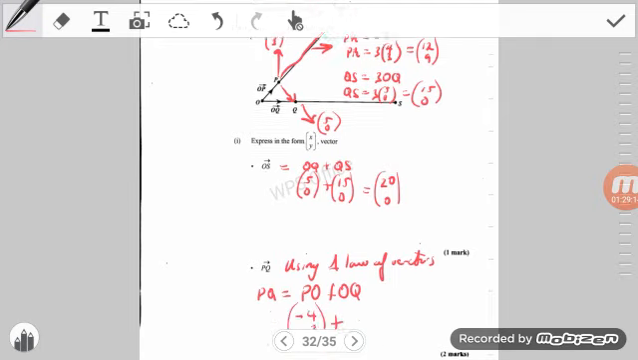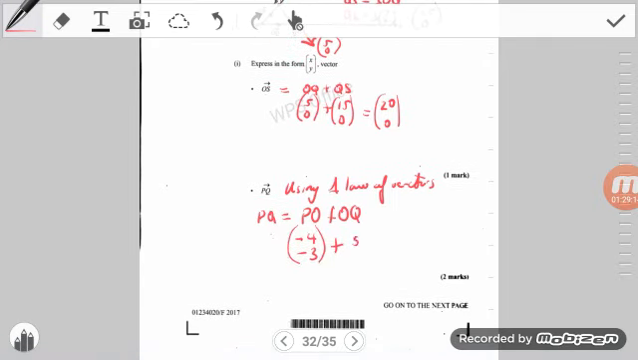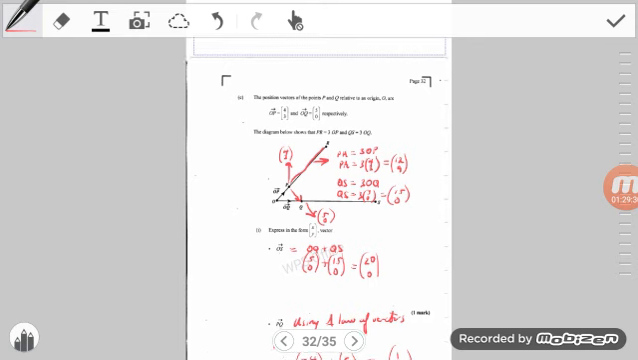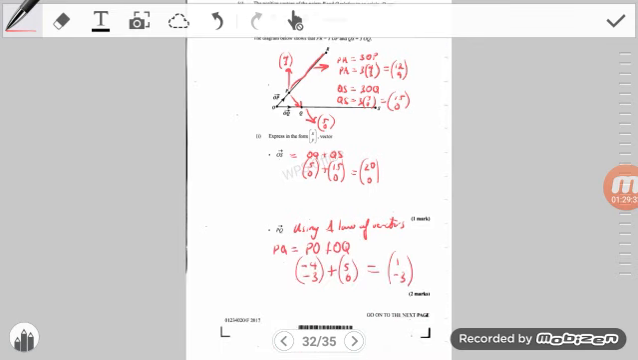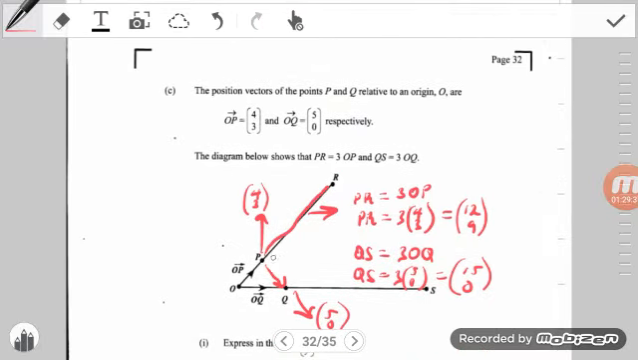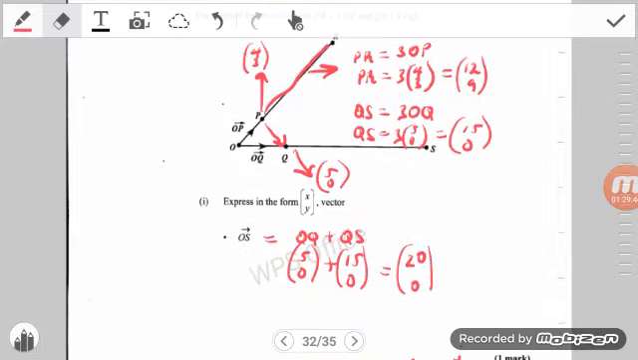So if we add those, -4 plus 5 is going to be equal to 1. And -3 plus 0 is going to be equal to -3. So right away, I can see that going from P to Q, I would have to take 1 step to my right and 3 steps down. Alright, again, it's not drawn to scale, so it doesn't look accurate from the diagram presented to us. Alright, but yes, that's the idea. So that's the answer, 1, -3. And that's the vector PQ.